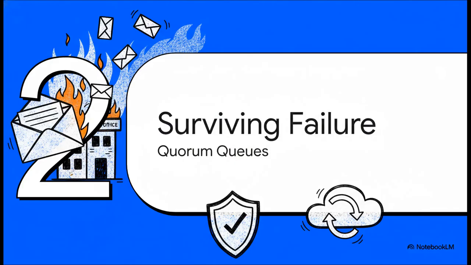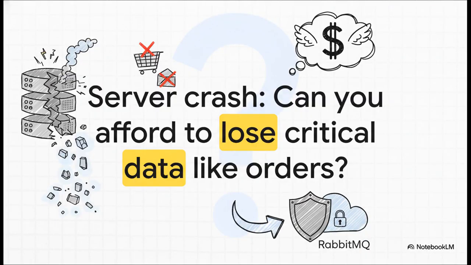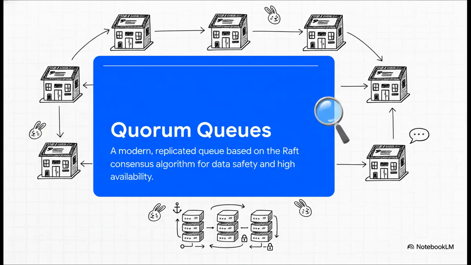Okay, so this routing system is amazing. It's smart, it's flexible. But what happens if the post office itself burns down? What about all that critical mail sitting inside? This brings us to a really important topic: reliability. And I mean, that's the million-dollar question, right? When a server inevitably crashes, can your business actually afford to lose that new sales order that just came in, or that user's vote? For critical data, the answer has to be a hard no. Losing messages is simply not an option.